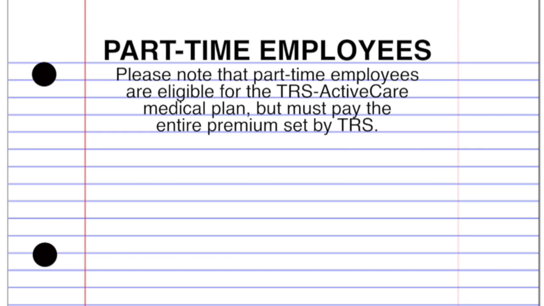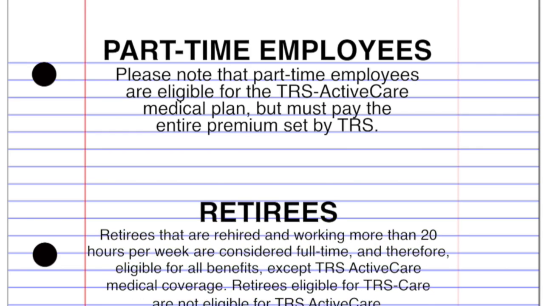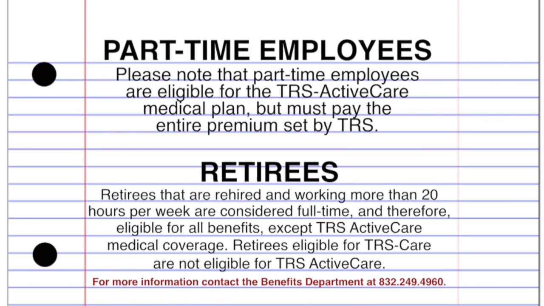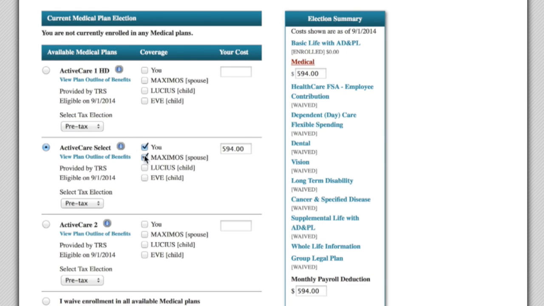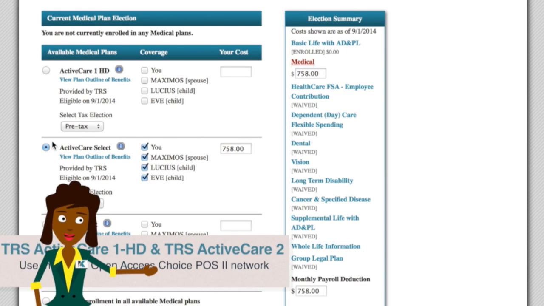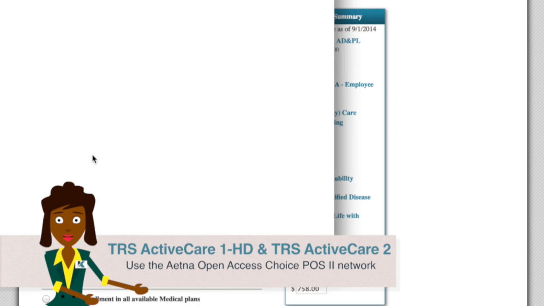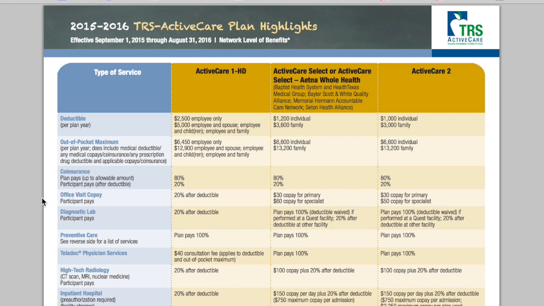set by TRS. Retirees that are rehired and working more than 20 hours per week are considered full-time and therefore eligible for all benefits except TRS Active Care medical coverage. TRS Active Care 1 HD and Active Care 2 plans utilize the Aetna Open Access Choice POS2 network, which works very much like a PPO.